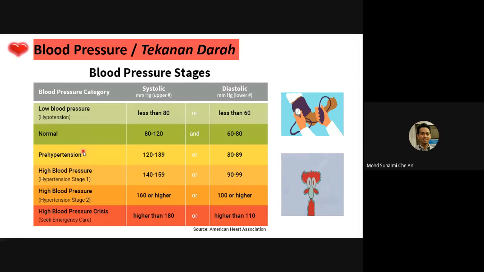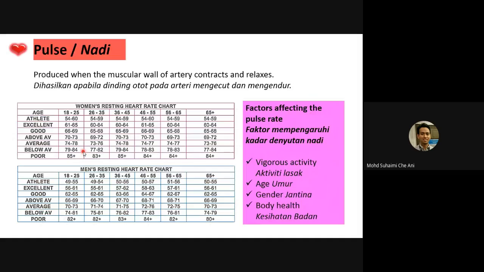Now we go to the pulse. Pulse is the nadi. You can calculate it by yourself. Find your pulse, for example on your neck, and then try to calculate for 1 minute how many beats. There are a few factors that will affect the pulse rate.